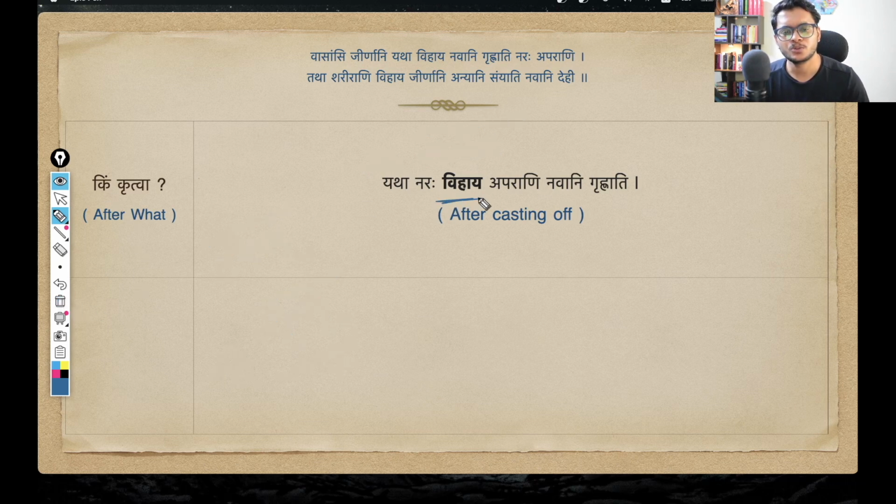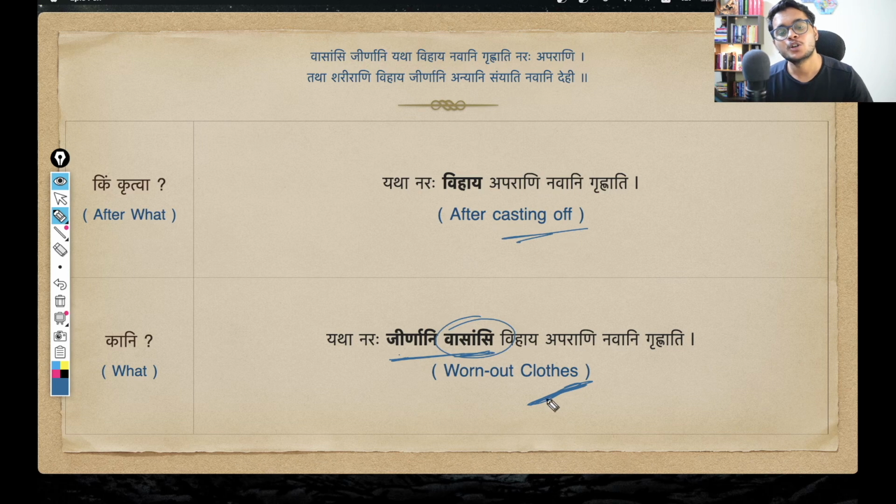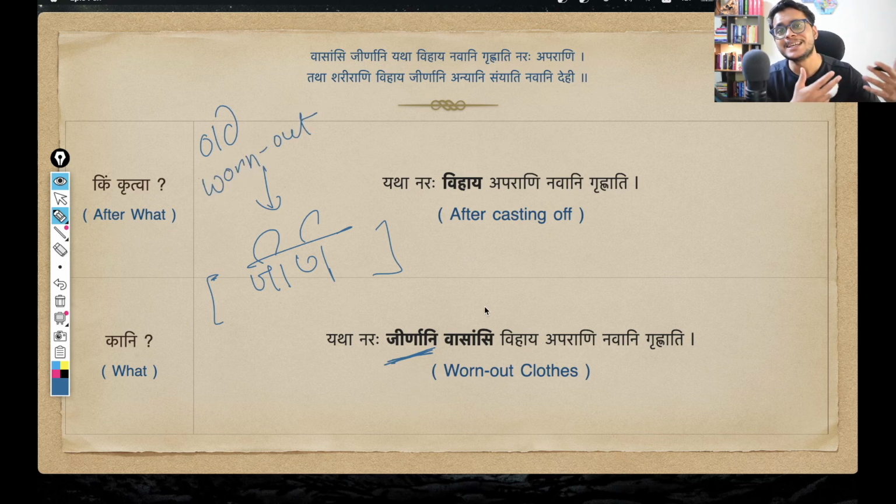But here we have this ha dhatu. From this we are getting vihaya, after casting off. But if we move on, now again the question will be that kani vihaya, that after casting off what? And now we get the final part of the sentence, that jirnani vasamsi. Okay, so vasamsi, this we already saw, means clothes. So after casting off clothes, but not just any clothes. That is how they are describing it, that jirnani, this is coming from the pratipadika jirna. And this jirna simply means something that is old, something that is worn out. Okay, something that has withered with time, something that has decayed with time and with use. So in that sense, something that is old and worn out.